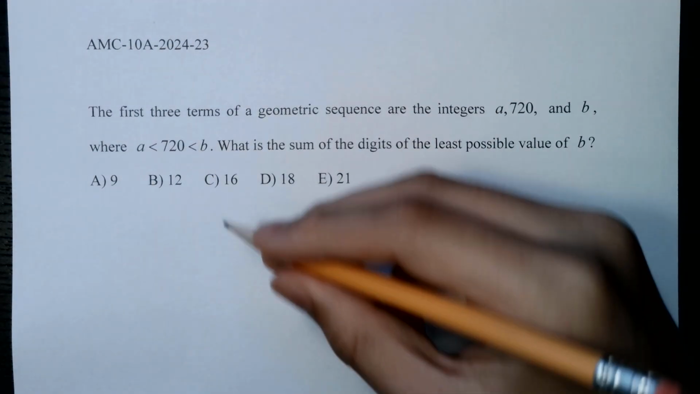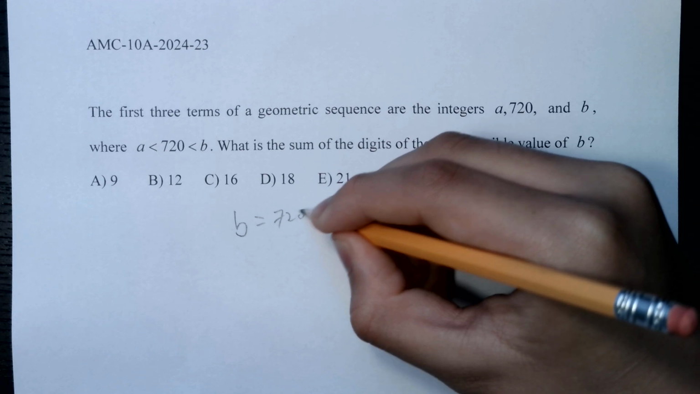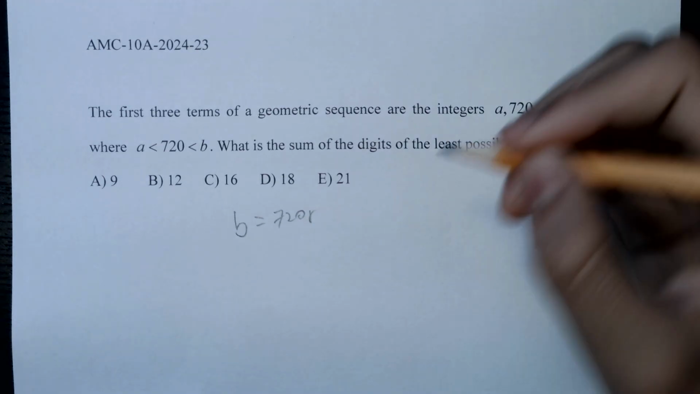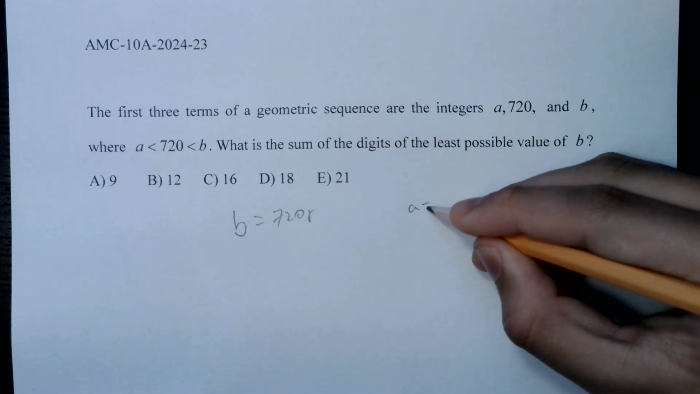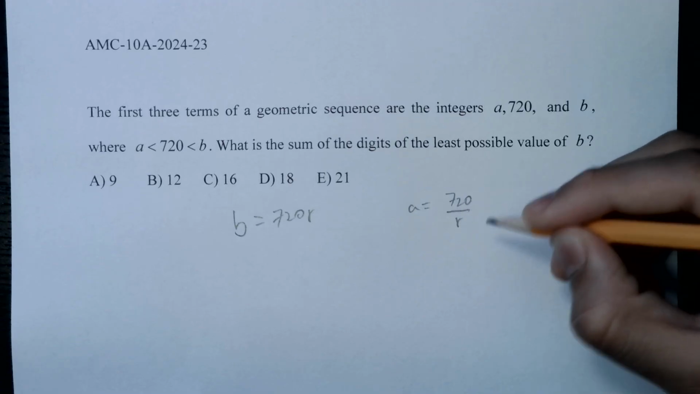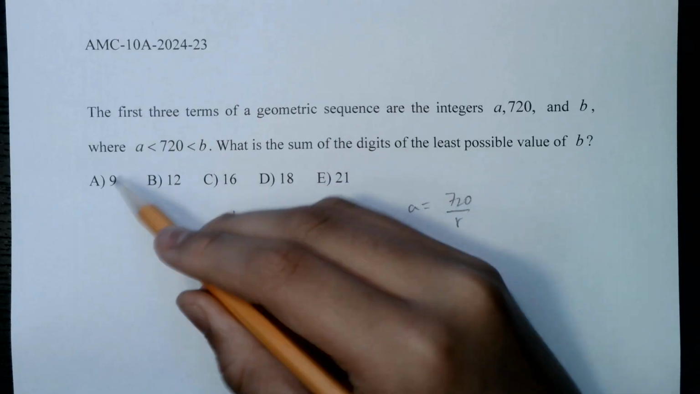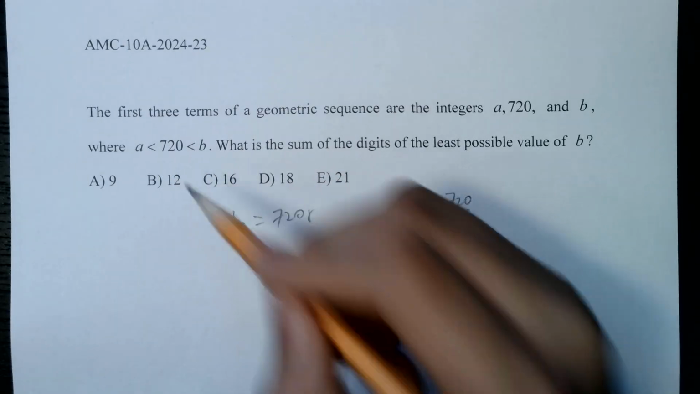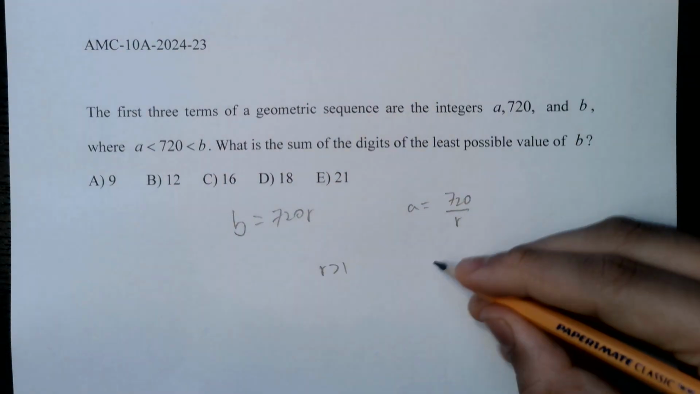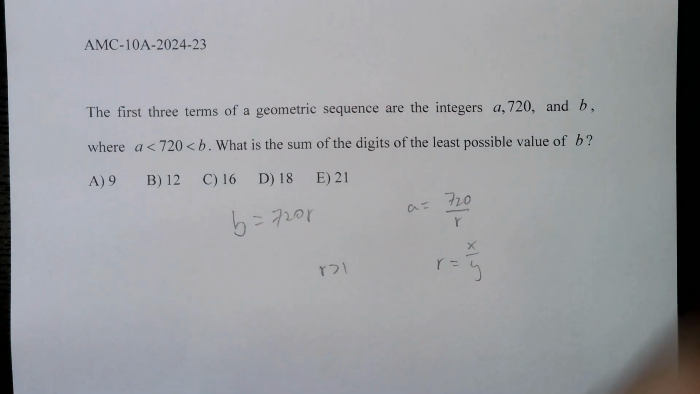Now we can see here that b is going to be equal to 720r, where r is the ratio in the geometric sequence, and a is going to be equal to 720 divided by r. Now we can see here that r has to be bigger than 1 for this to be correct, and this means that, let's just say that r is equal to x over y, where x and y are the numerator and denominator.